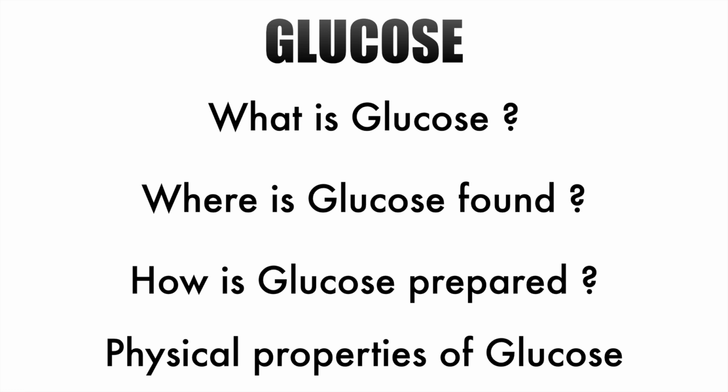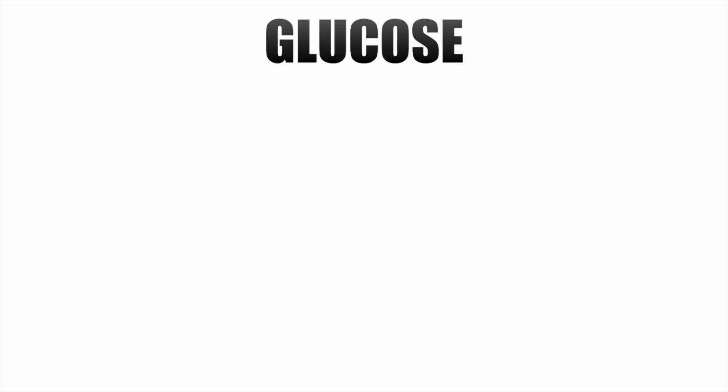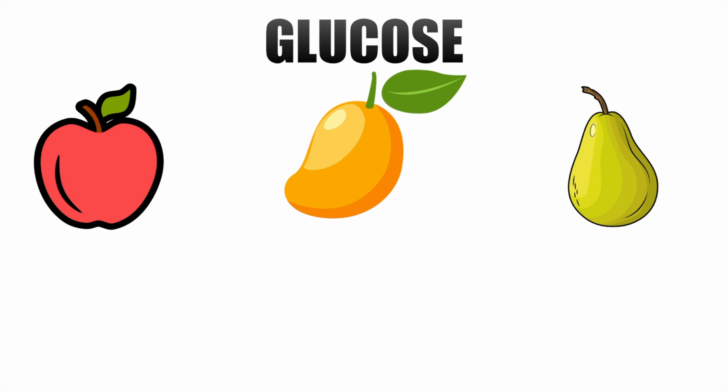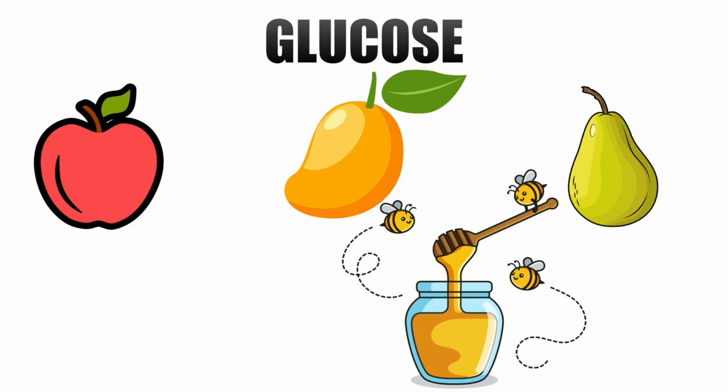Glucose is the most abundant monosaccharide. It is found in most of the fruits. The sugary taste you experience when you taste some fruits like apple, mango, pears is caused by glucose. The sweet in honey is again mainly due to glucose.